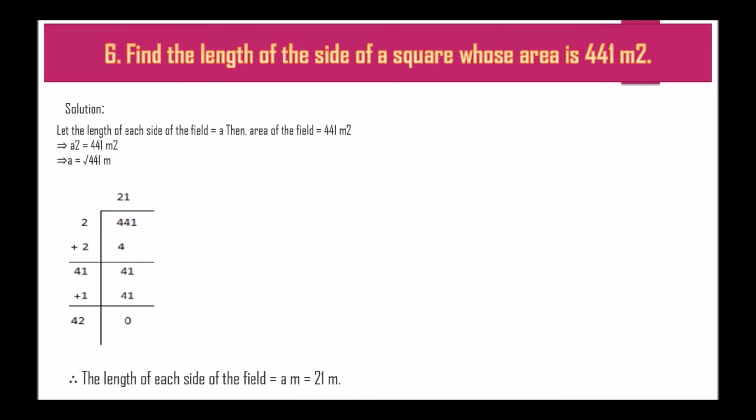Sixth question. Find the length of the side of a square whose area is 441 meters square. So the area of the field is 441 meters square. So a square is 441 meters square. So a equals the square root of 441. That is 21 meters.